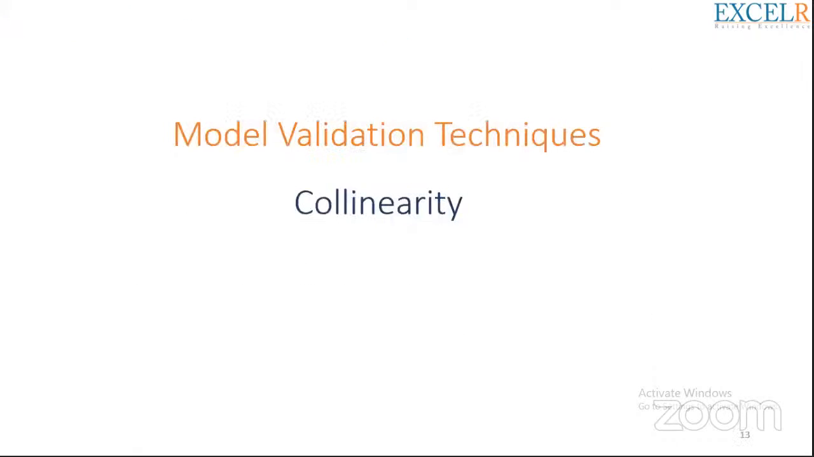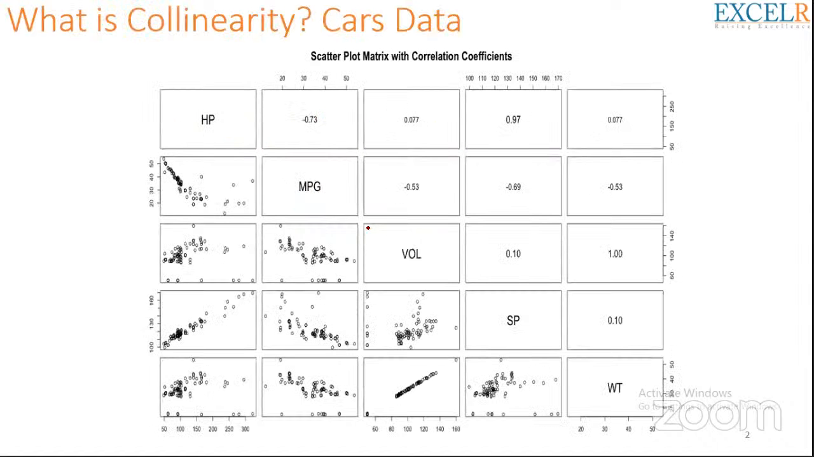That problem is called collinearity, or multicollinearity. What is collinearity? Let us discuss now. If you observe the scatter plot and correlation coefficient between volume and weight, these two are the problematic variables, right? Now let us see what the correlation is between these two. Perfect correlation, positive correlation, a perfect one.